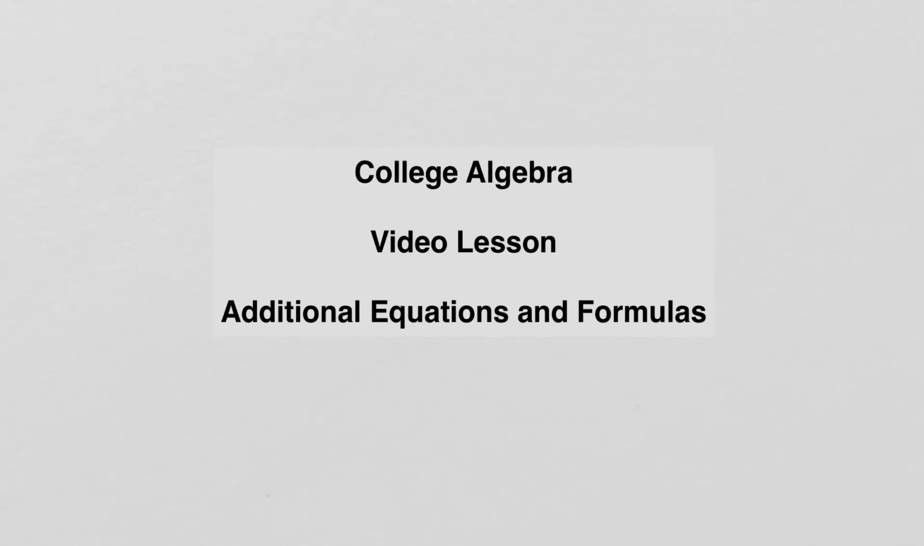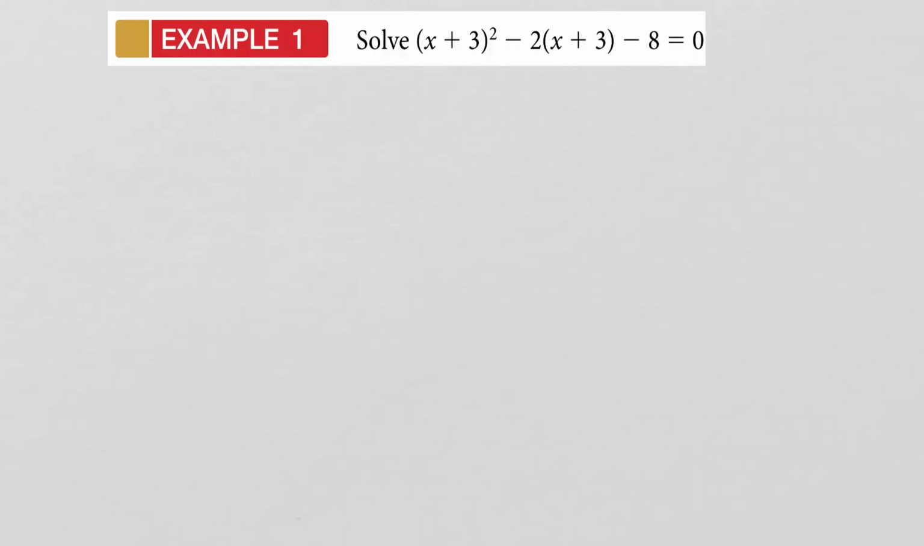Additional equations and formulas. Let's consider the following equation. Now, technically, this is a quadratic equation, and one way to solve it would just be to multiply everything out. So (x plus 3) squared means (x plus 3) times (x plus 3). And then we have minus 2 times x and minus 2 times 3, so that's negative 2x minus 6.